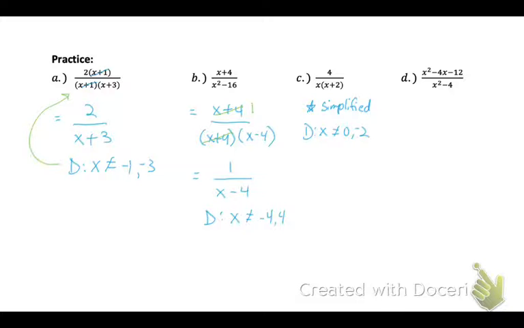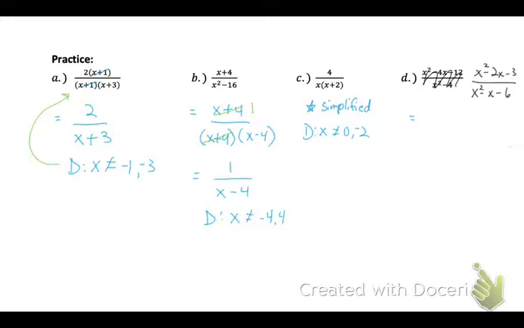Now, finally, on D, we have a quadratic in our numerator. Oh, sorry, I'm going to change this problem because we've already done it. So go ahead and write this problem down in your notes. X squared minus 2x minus 3 over x squared minus x minus 6. So we have two quadratics to factor.